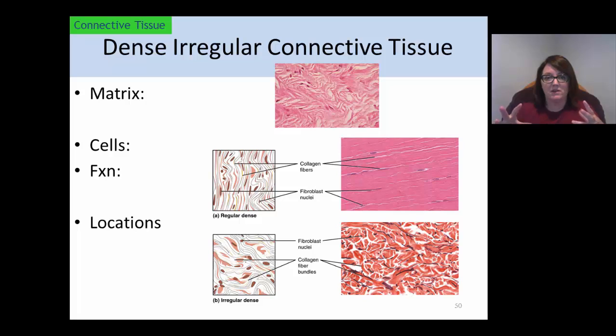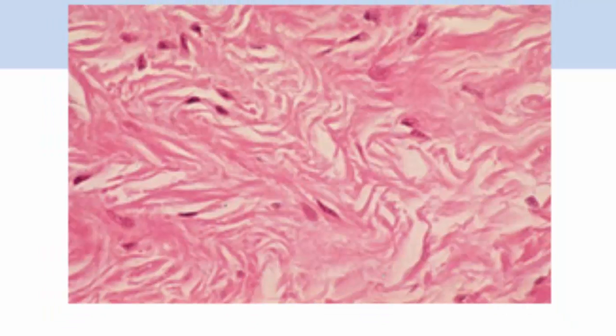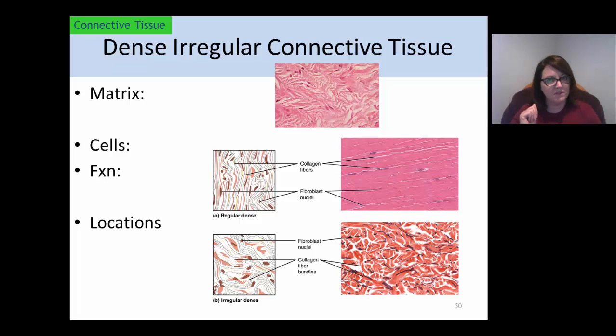And because of that, when we look at a histological slide of dense irregular connective tissue, it often looks like a finger painting done by a toddler. It's very, very, very messy looking, and that's because of the irregular pattern of the collagen fibers. But don't let that fool you. This also is a strong connective tissue with flexibility to it. It's got a lot more flexibility, though, than the dense regular connective tissue. So we're going to find dense irregular connective tissue in places where we need strength with lots of flexibility.